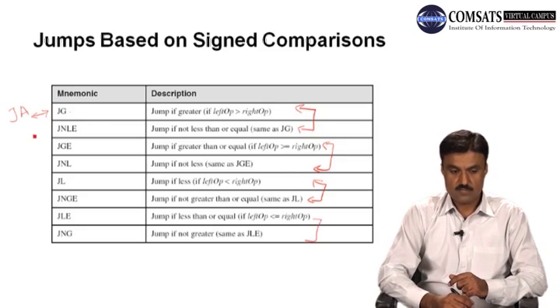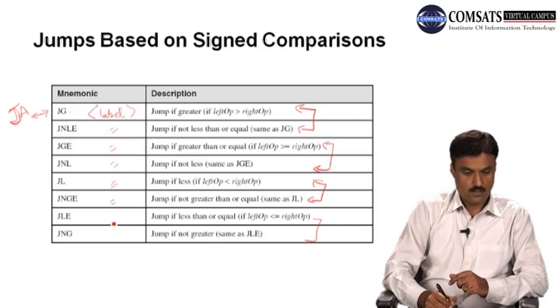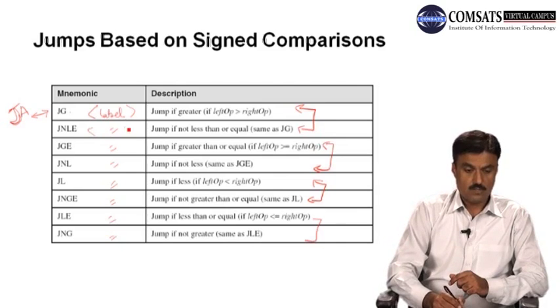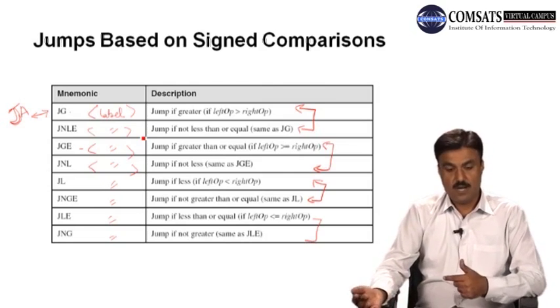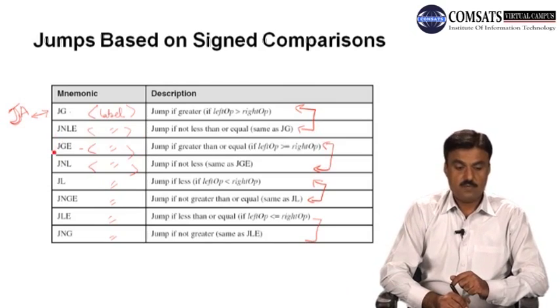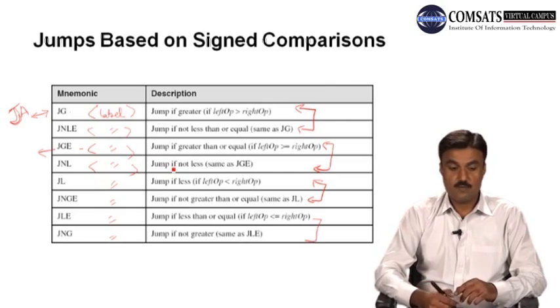For the conditional transfer, we will see how we can use it when we do programs in assembly language. So here is a label, and all these are labels. Okay, so jump greater, jump not less than or equal. Not less than or equal means the operand is not less than or equal to the other operand. Then the next one is jump greater than or equal, if the left operand is greater than or equal to the right operand, and so on.